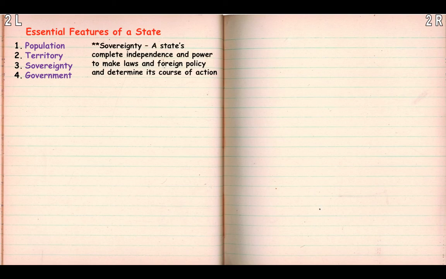This is the full definition for it. It says a state's complete independence and power to make laws and foreign policy to determine its course of action. So sovereignty, again, means the ability to own yourself, the ability to govern yourself. So an example of this in real life is Puerto Rico. Puerto Rico is not a sovereign state. They are a state themselves.